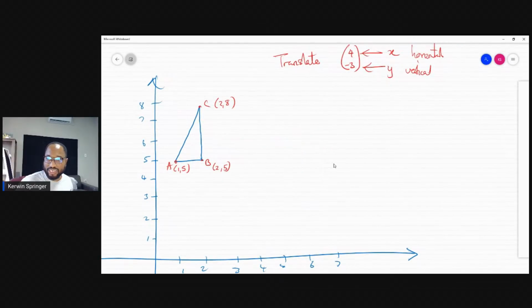So this is literally, if you're moving this across 4, 1, 2, 3, 4, then you're moving it 3 down, 1, 2, 3. So you're going to end up somewhere here. It's going to end up 4 across. Think of it like if I add 4 to this and take away 3, this will be 6, 2. So B is going to find himself here, A is going to find himself here, and C is going to find itself there.